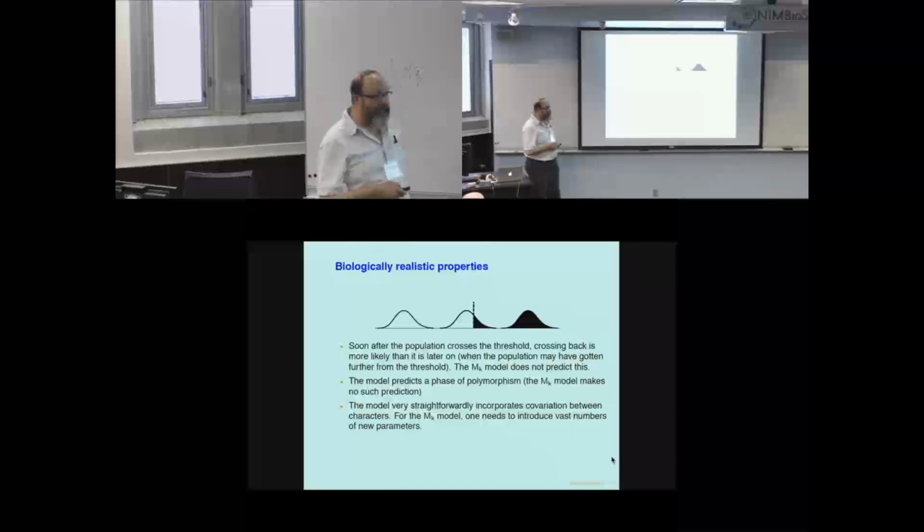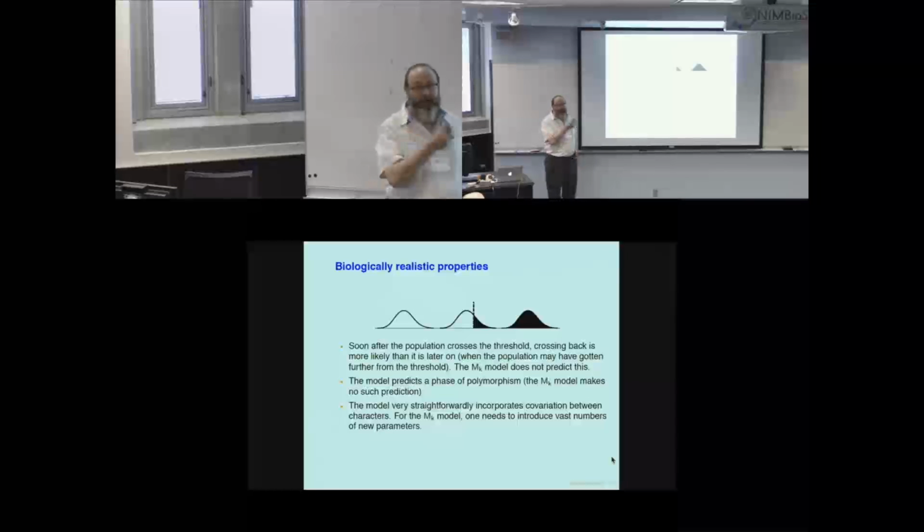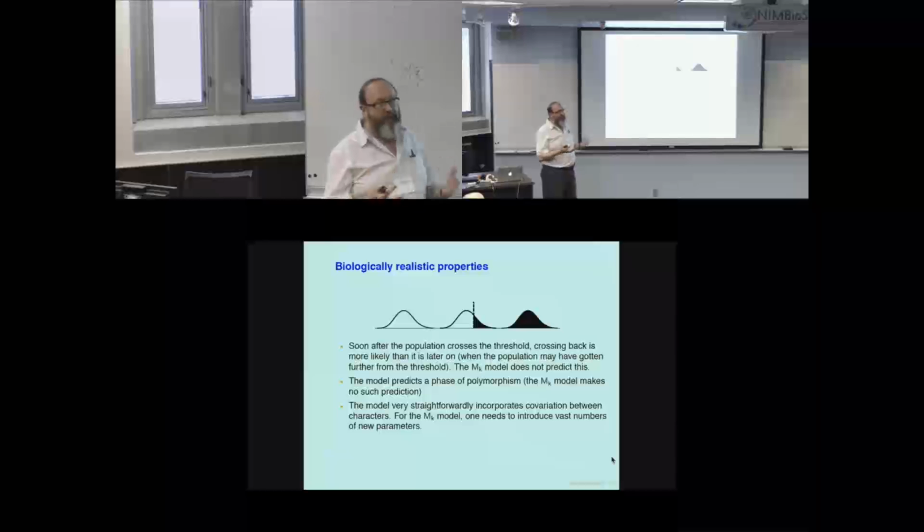Now, it has some great advantages. If the population crosses the threshold, it is much more likely soon afterwards that we will come back. But if you wait longer, if there's time for it to wander farther from the threshold, get way beyond it, then it's much less likely in the next little period that you will wander back over the threshold. That has some feel of biological reasonable realism to me.